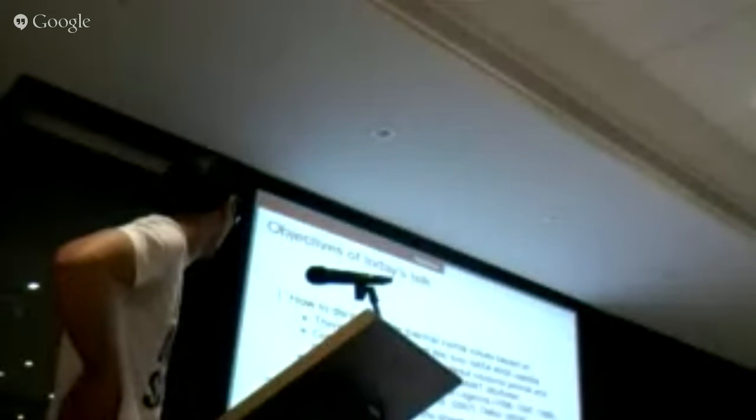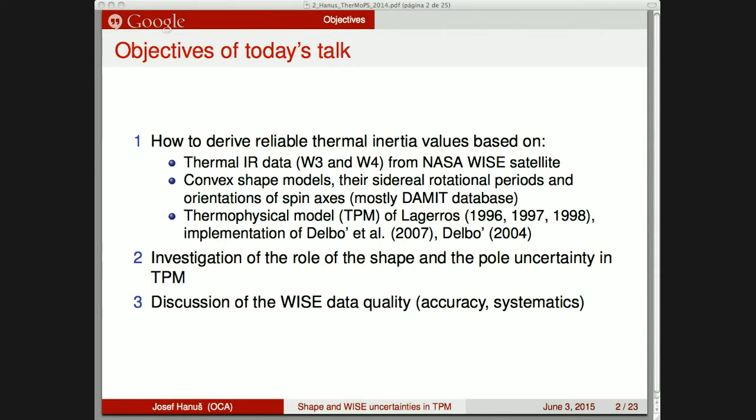I'd also like to show our investigation of the role of shape model and pole orientation uncertainties, and how they can affect the thermophysical properties we derive. Finally, I will also discuss the quality of the WISE data, namely the accuracy and some systematics reported in the literature.